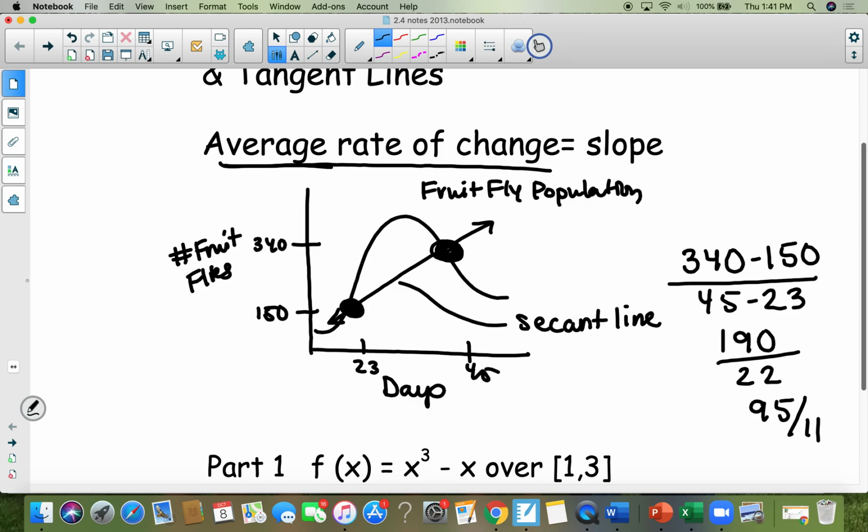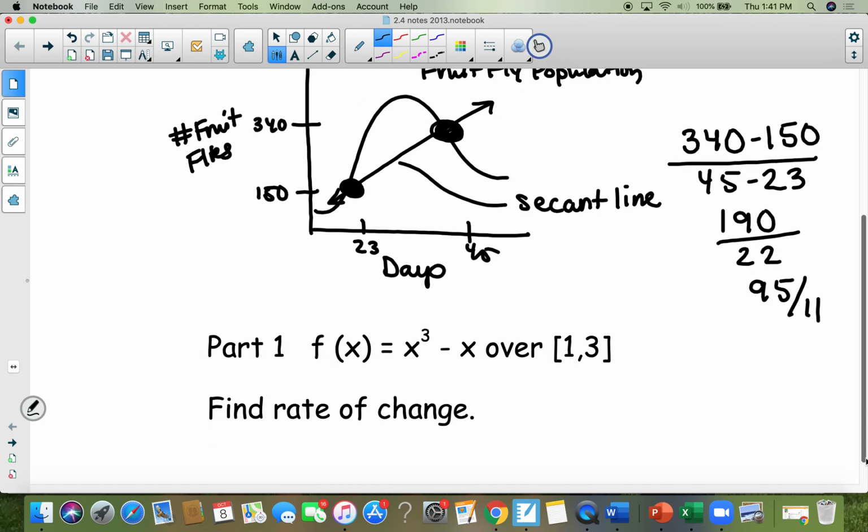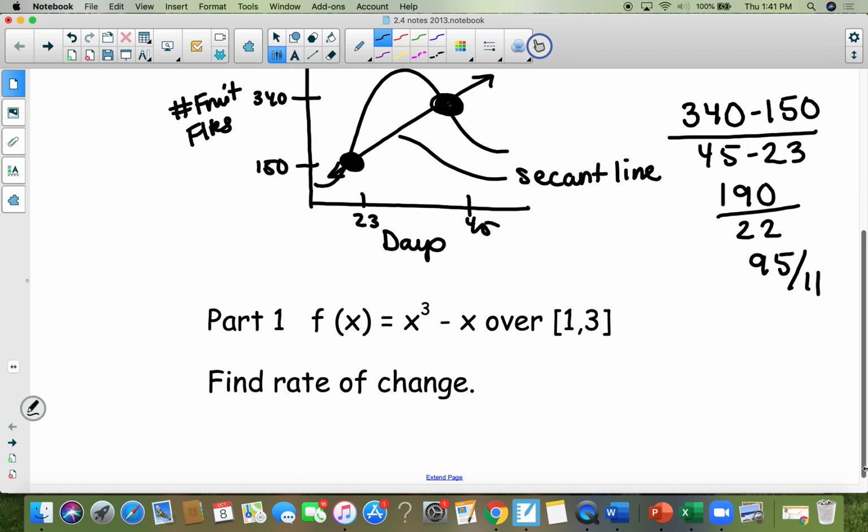Okay, now we're going to do basically the same thing in part 1 that we just did in that little picture. So in part 1, f of x is equal to x cubed minus x, and it's over the interval between 1 and 3. That's the interval. They ask you to find the rate of change. And when you hear the word rate of change, you're going to say, that's right, they want us to find the slope.